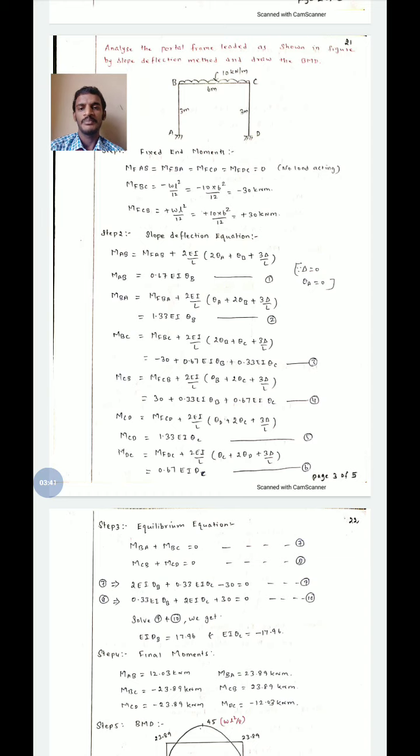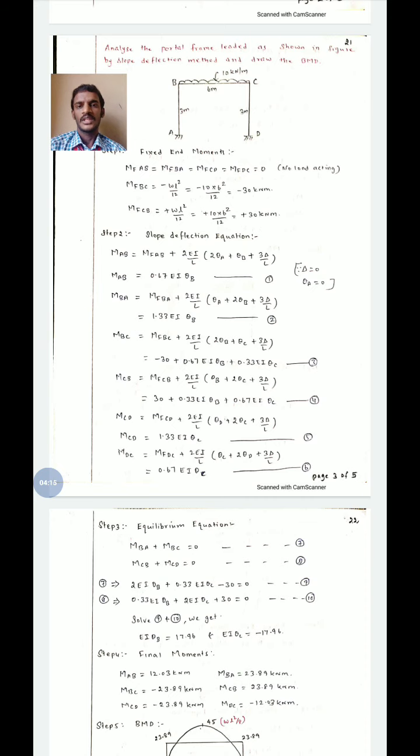For CD column, MCD is M of CD plus 2EI by L into theta D plus 2 theta C plus 3 delta by L. D end is fixed, therefore theta D is considered as 0. Delta value is not given, therefore delta is equal to 0. Finally, we get MCD equal to 1.33 EI theta C as fifth equation. For the right end, MDC is equal to 0.67 EI theta C as sixth equation.